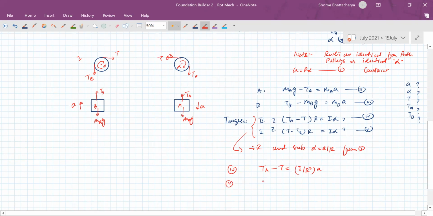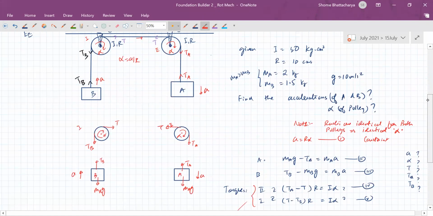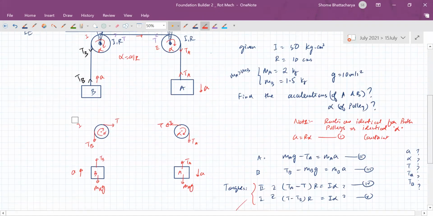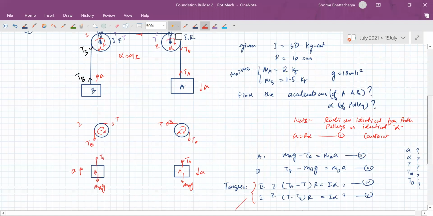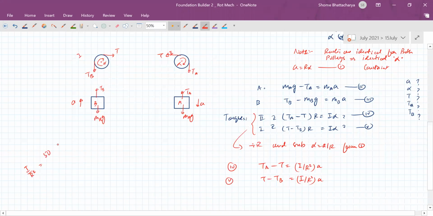And equation 5, similarly, I've divided by R. So the left hand side will become T minus TB. The right hand side will become I by R into alpha, which is A by R, so I by R square into A. And you can check from the values I had given, I by R square will be basically equal to, what was it, 5 kg centimeter square. So 50 kg centimeter square, and radius was 10 centimeters. So let's substitute this. Okay. So 50 kg centimeter square divided by 10 centimeters whole square. So as you can see, it's 0.5 kg. So this equation will become TA minus T is equal to 0.5A, and this equation will become T minus TB is equal to again 0.5A.